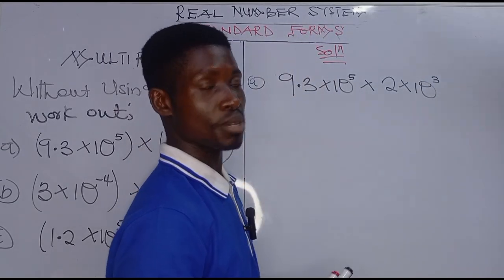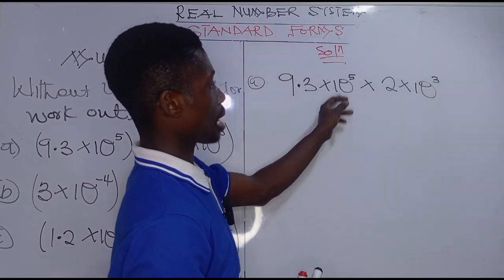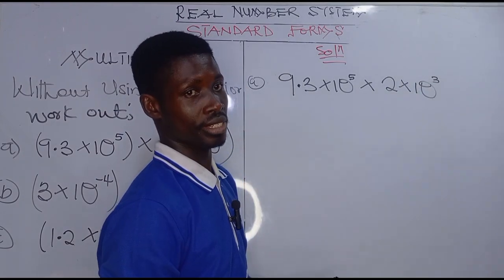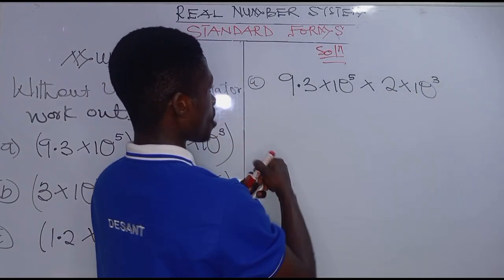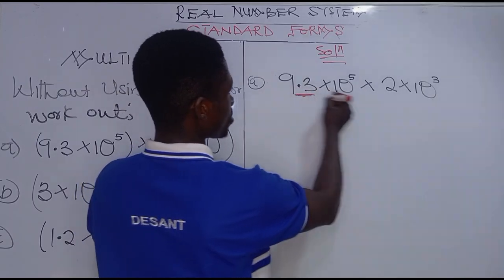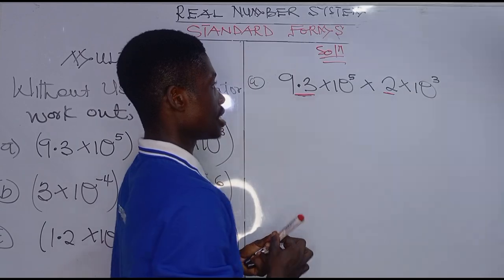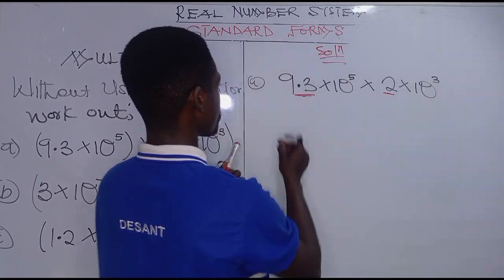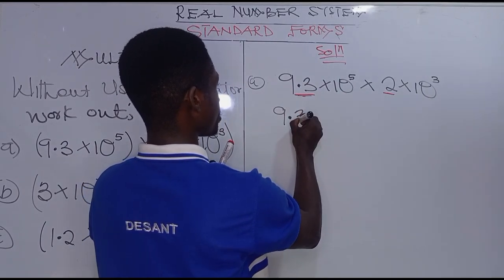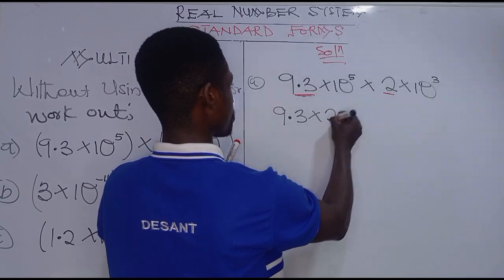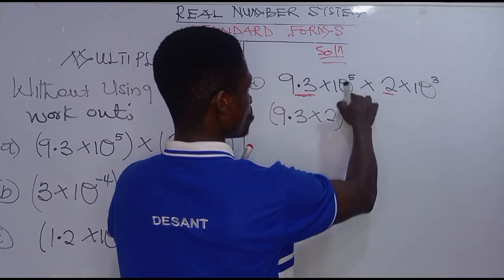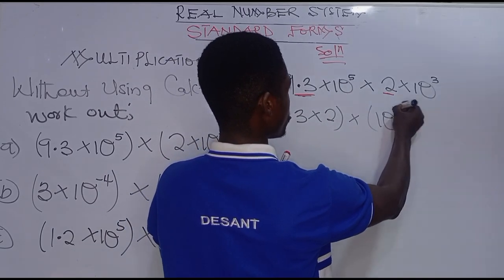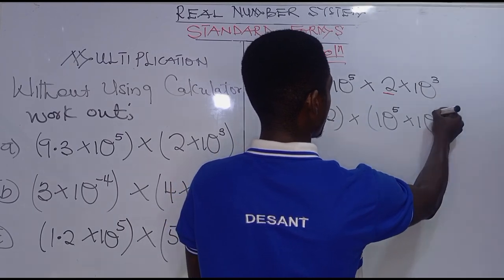So we have our first example. We are to multiply 9.3 times 10 raised to the power positive 5 times 2 times 10 raised to the power positive 3. What we are going to do is multiply the decimal fractions and the whole number together, and then we multiply those with the power of 10. So we get 9.3 times 2. And then we group those with the power of 10. We multiply that one also together. We have 10 raised to the power 5 times 10 raised to the power 3.